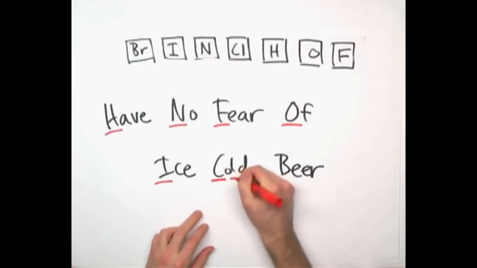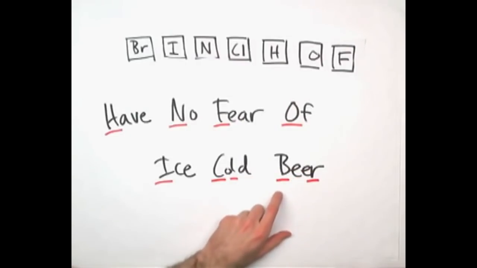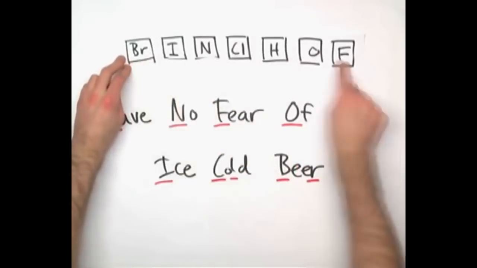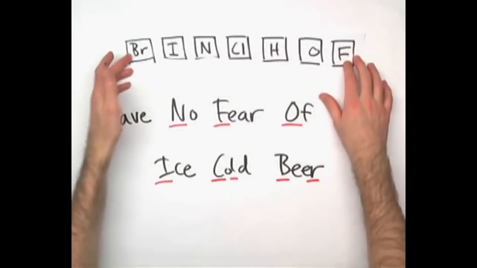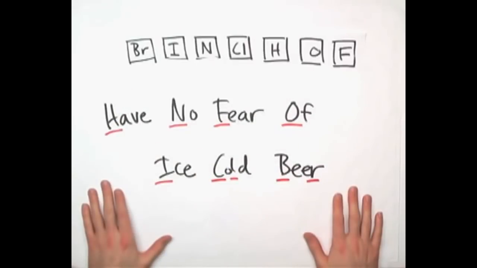It's Cl, chlorine, and then B, and the R at the end of beer, the R at the end of beer, is bromine. So you can think of Brinkelhoff, or another way to arrange these to come up with a word, or have no fear of ice cold beer. Hey, you can probably also come up with another phrase yourself that you like even more than this.